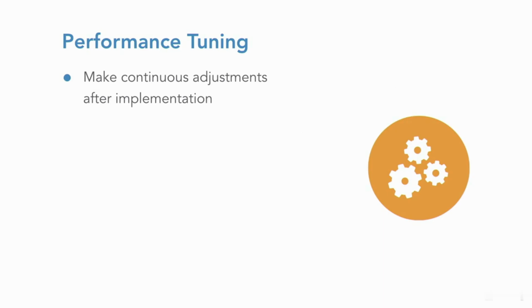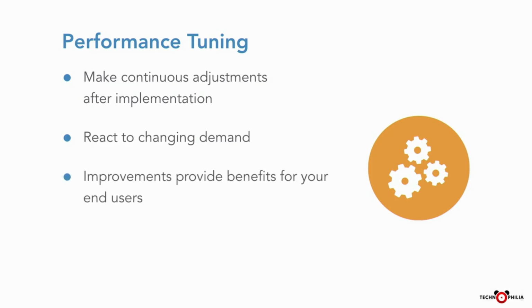Once you've implemented Office 365, you should also make continuous improvements and adjustments to your network in order to react to changing demand. This is known as performance tuning. Any changes to the network, such as increasing bandwidth capacity and speed improvements, will have a direct impact on your end user's ability to use the Office 365 features and services.